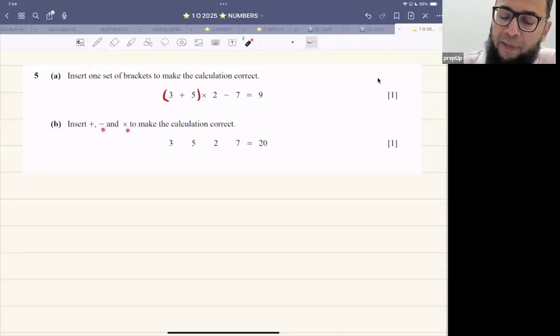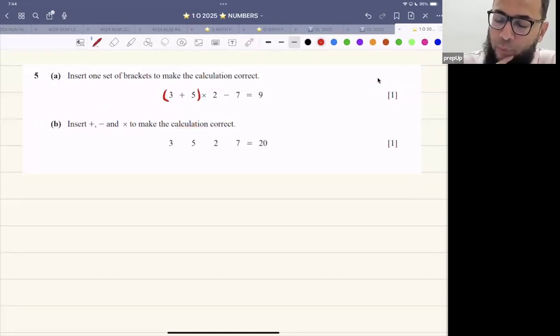Insert plus, minus, multiplication to make the calculation correct. I need a 20. 3 into 5 is 15. 15 minus 2 is 13. 13 plus 7 is 20. And that is how this next thing is done.